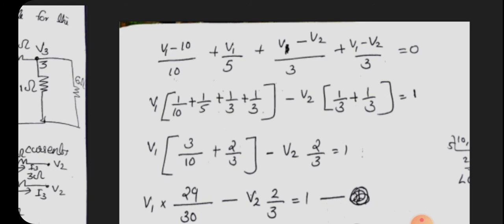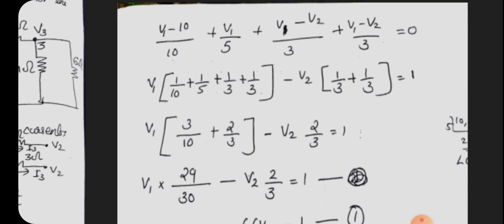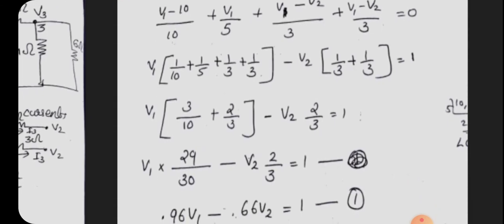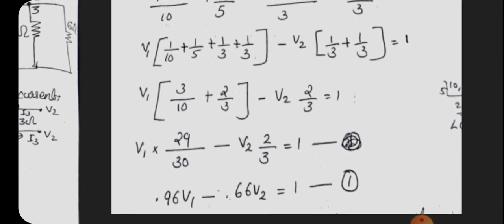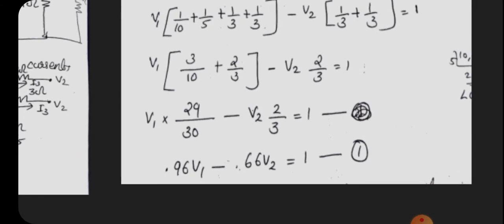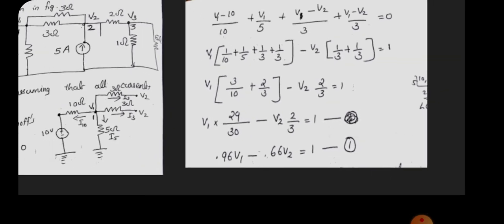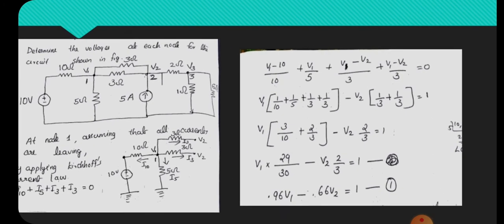I can rearrange this equation, so I get V1 into 29 by 30 minus V2 into 2 by 3 equal to 1. I am not explaining each and every step because it is a simple mathematical procedure, and we can solve this. So the final equation is 0.96 V1 minus 0.66 V2 equals 1. That is the first equation. And what is the next step?